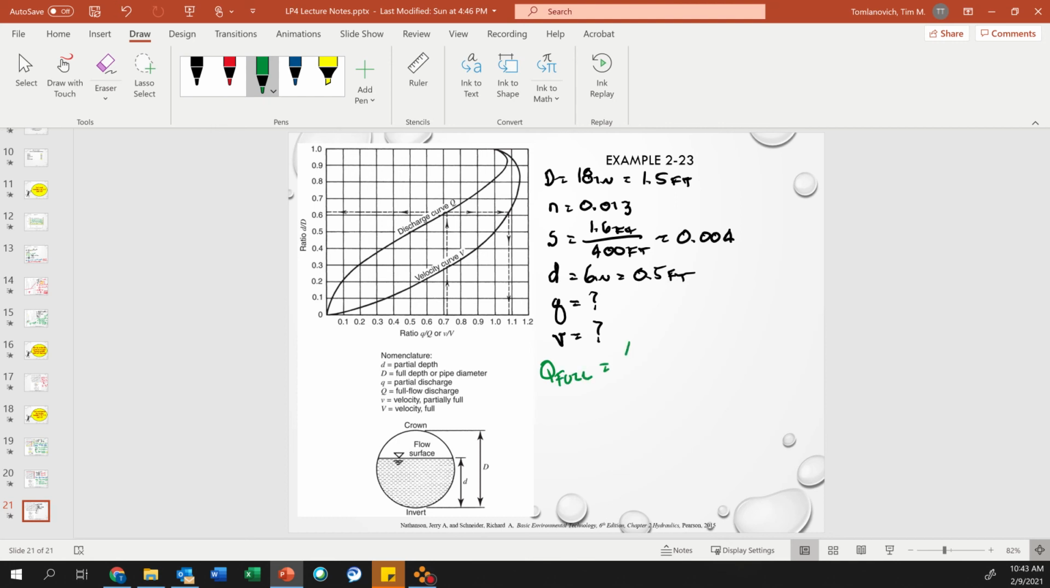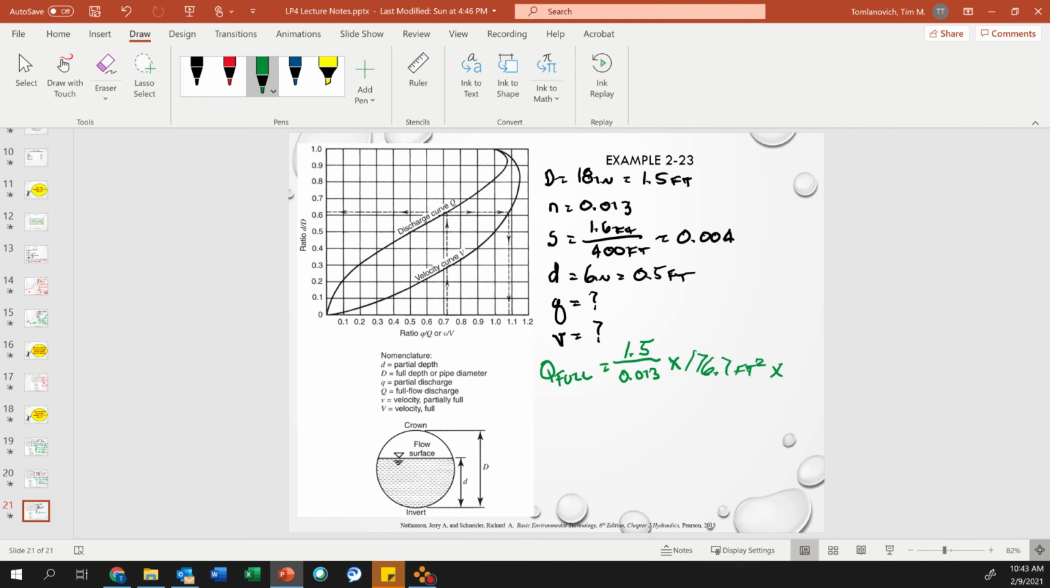Q full equals, and we're back into English units, 1.5 divided by my Manning's roughness coefficient, times the cross-sectional area of my pipe, 1.5 squared times pi divided by 4. Let's make sure that's correct: 1.5 squared times pi divided by 4 is 176.7 square feet.